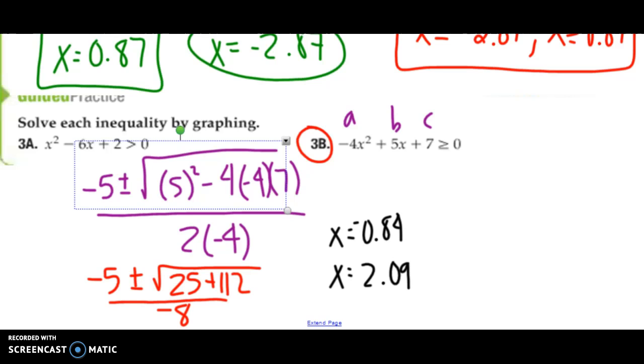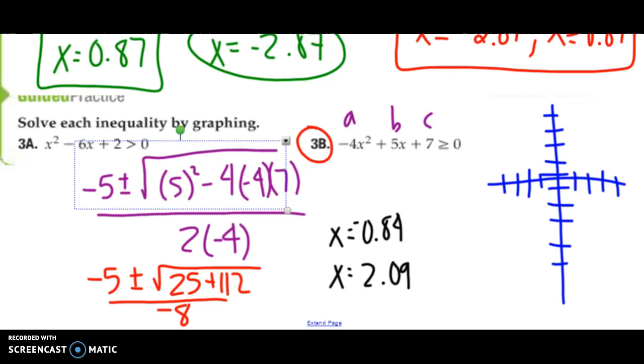So now what I'm going to do is graph it, okay? And I know yours doesn't have a graph, but I can make one real quick. Like this, right? And so negative 0.84 is right there. 2.09 is right there. Okay, got to figure out my vertex.